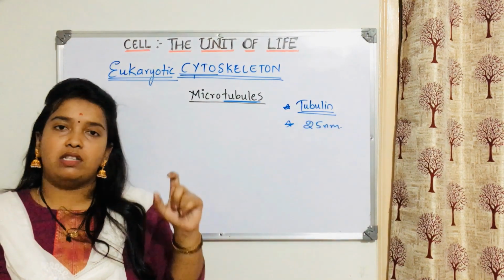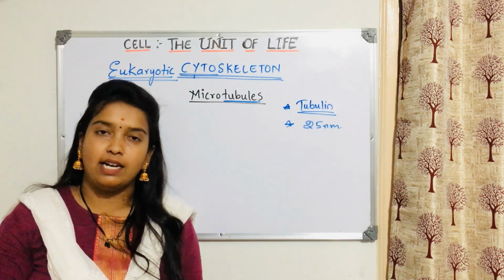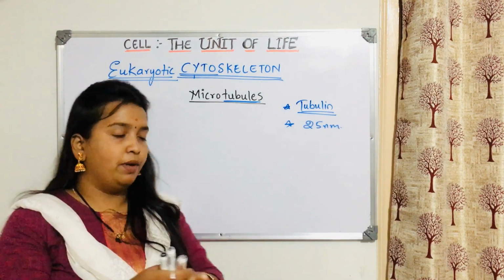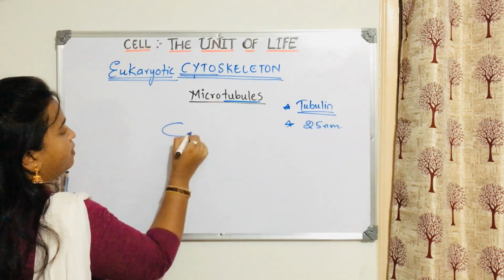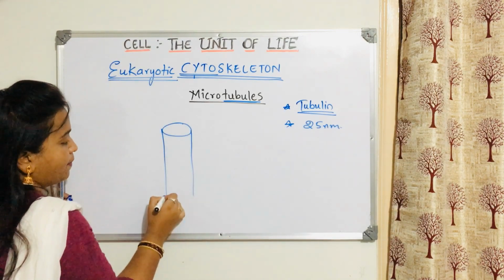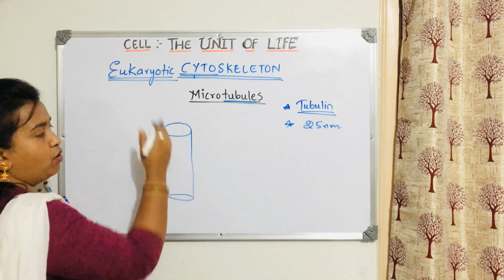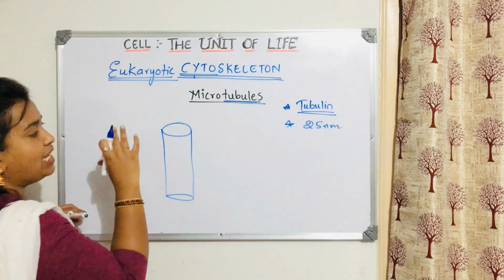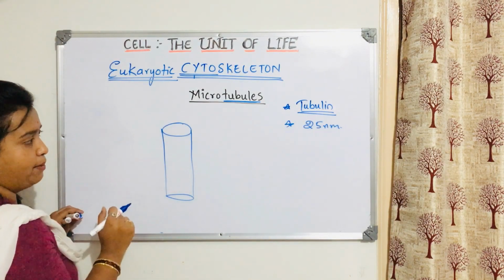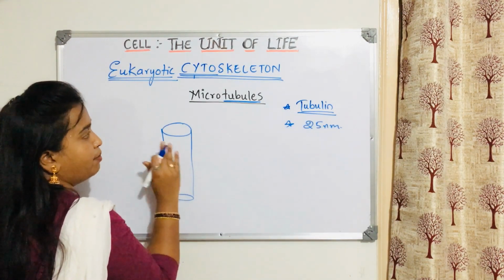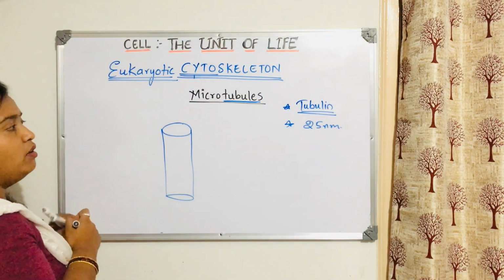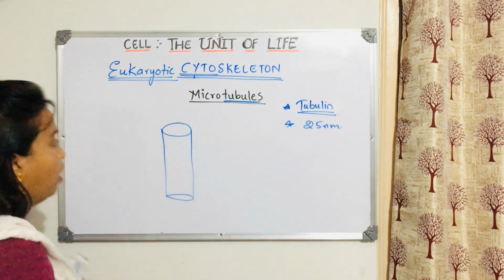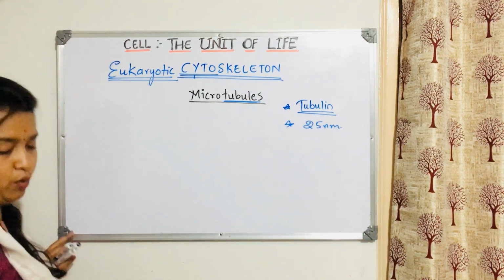These microtubules are tube-like structures. What can you understand here? They are tube-like structures. For example, if you take any hollow tube, it looks like this. You can say it looks like a hollow tube. Now if you see the structure of microtubules, how is it made up? Microtubules are made up of 2 monomers. Now I'll show you how it is made up.